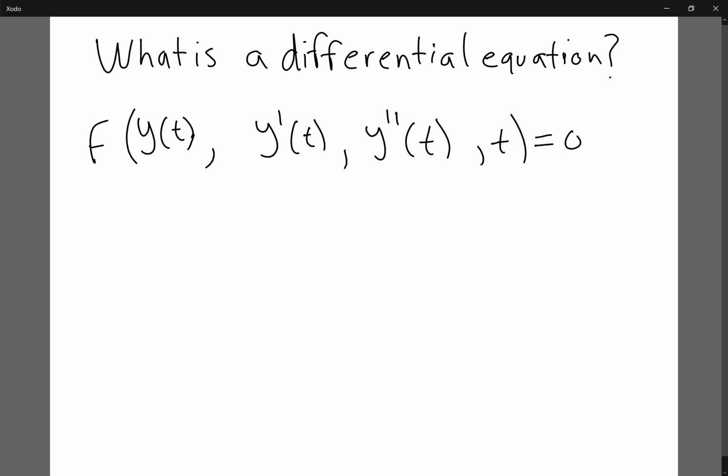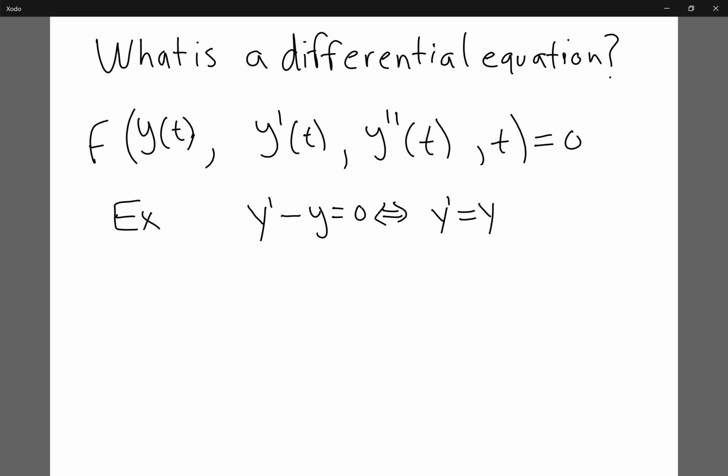And so in general, we could say that there's some function f that relates y, y prime, y double prime, and t, and that function can be set equal to 0 or some constant. As an example, we could have something like y prime minus y equals 0, or equivalently, y prime equals y. Here I'm leaving off the parentheses t, but the idea is the same.